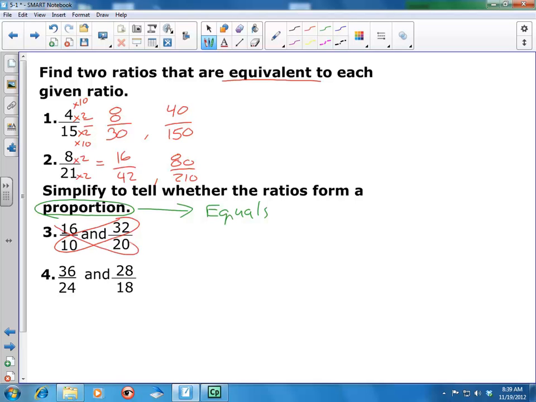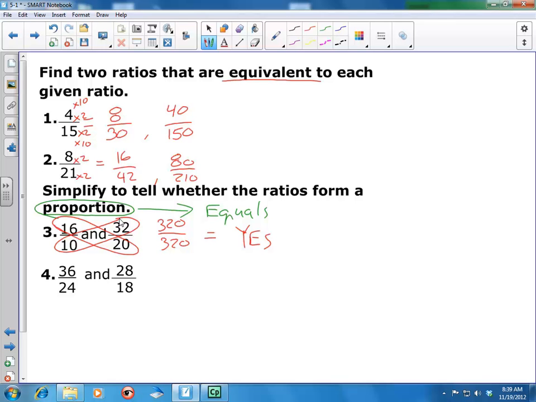Remember, we could use cross products, cross multiply. 10 times 32 is 320. 16 times 20 is also 320. Obviously, 320 and 320 equal, they equal each other. So for that one, our answer is going to be yes. It's that simple. All right, let's take a look at number 4.